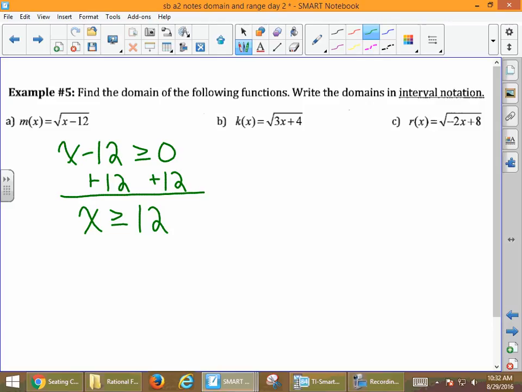And we want to put that in interval notation. So we're going to start at 12. And there's an equal, so we're going to have a bracket. It's going to continue forever, which we can indicate with our infinity. 12 to infinity is our domain of the square root function.